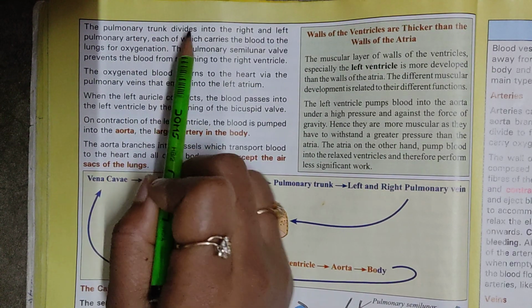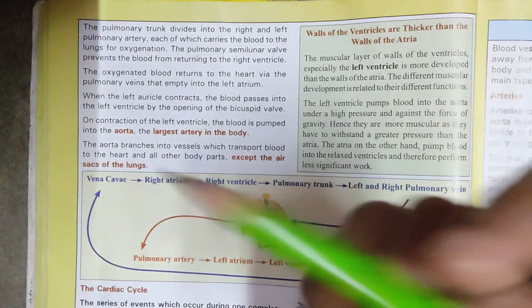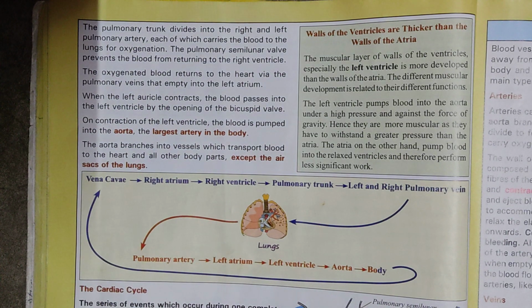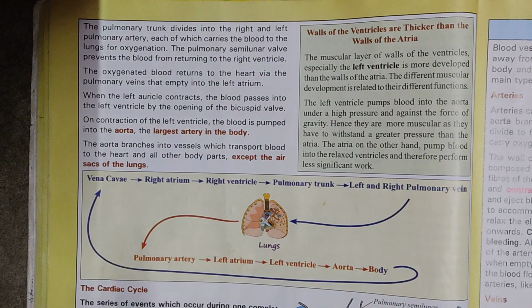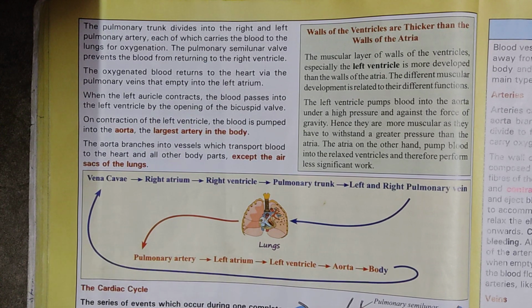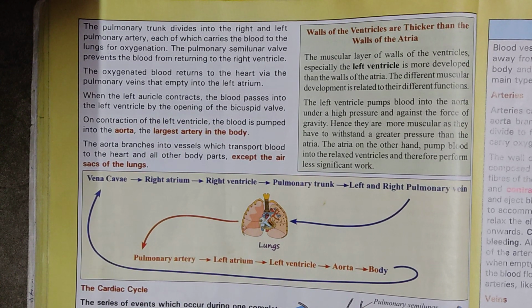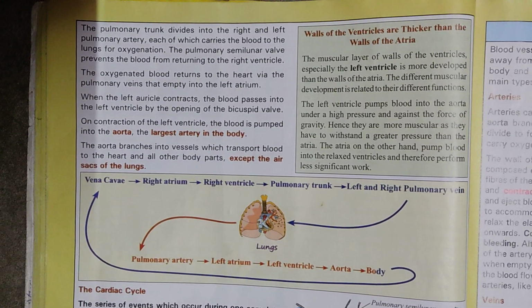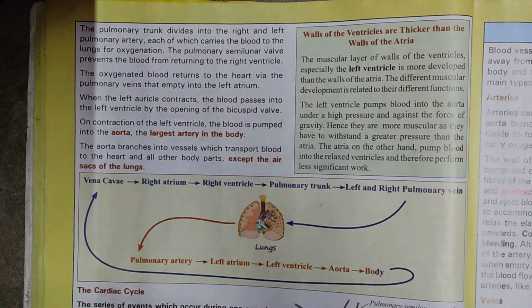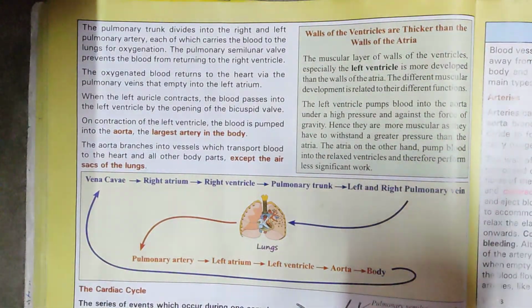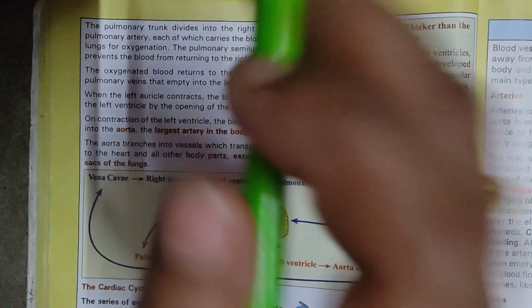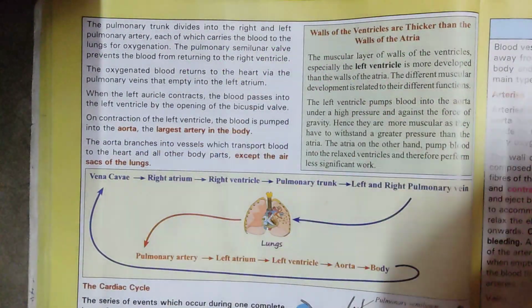Now the pulmonary trunk divides into the right and left pulmonary artery, each of which will carry the blood to the lungs for oxygenation. Now see, the blood is going where? To the lungs, from the pulmonary artery, because there was deoxygenated blood. This deoxygenated blood will remove the carbon dioxide from our body. So for oxygenation, it will move on to the lungs via what? The pulmonary artery.